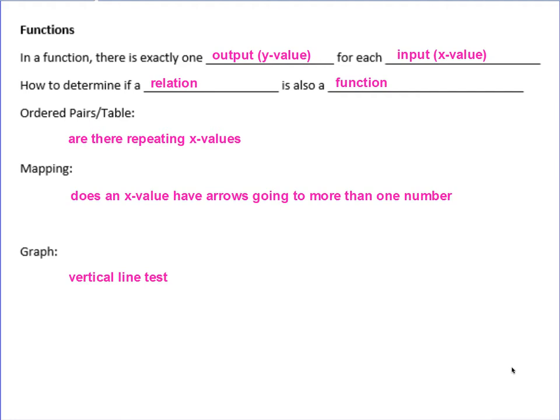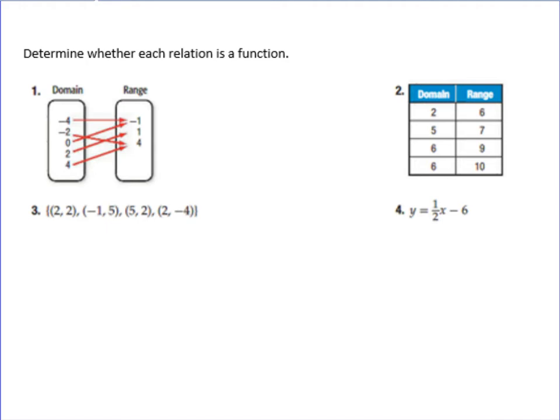If you're looking at a graph, we're going to do something called the vertical line test, and I will show you exactly what that looks like when we get to those examples at the bottom. But you're looking for a vertical line to only touch the graph in one spot at a time. Okay, so let's look at some examples.